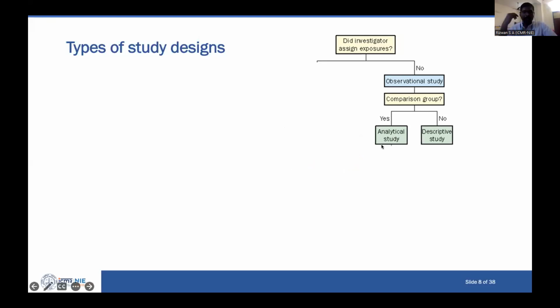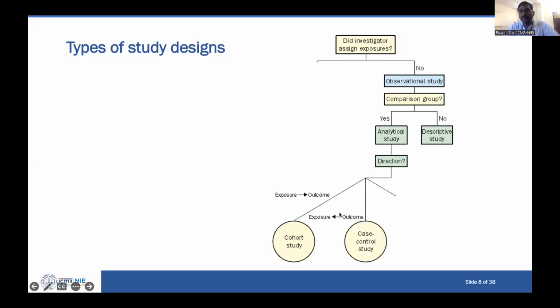And there are three major types of analytical studies, depending upon the direction of inquiry. So if your direction of inquiry is exposure to outcome, then it becomes a cohort study. If your direction of inquiry is outcome to exposure, then it becomes a case control study. If your exposure and outcome are measured at the same time, then it becomes an analytical cross-sectional study.